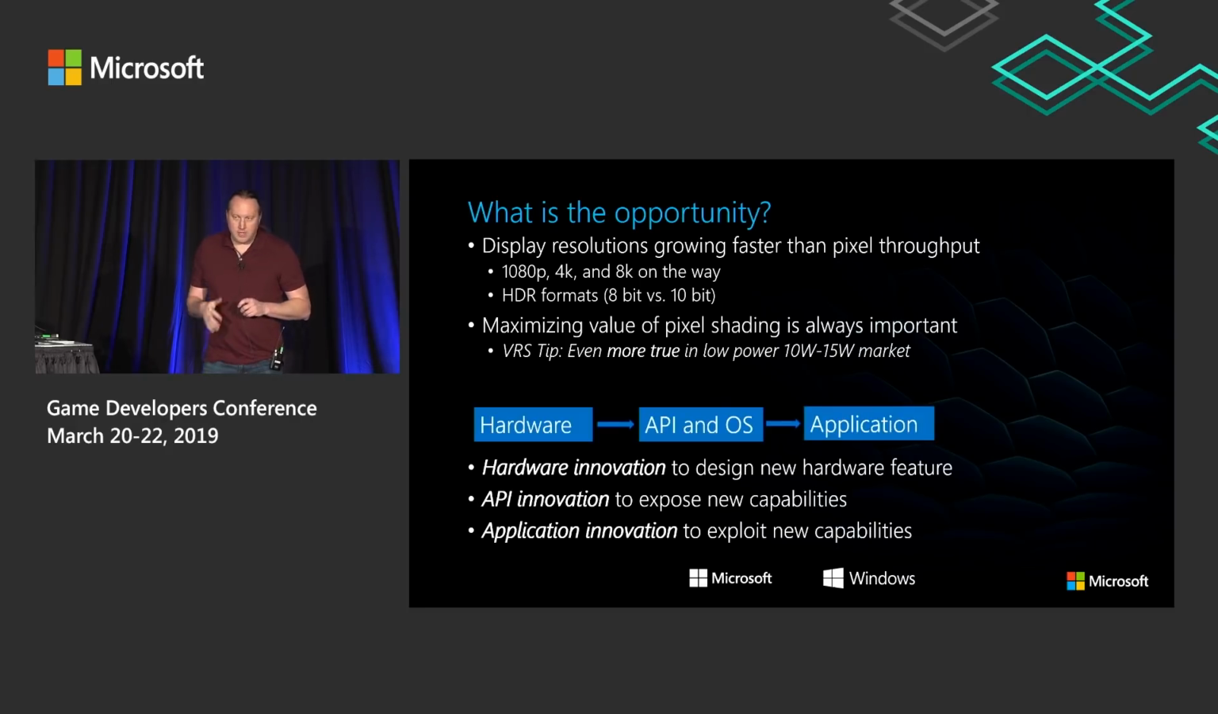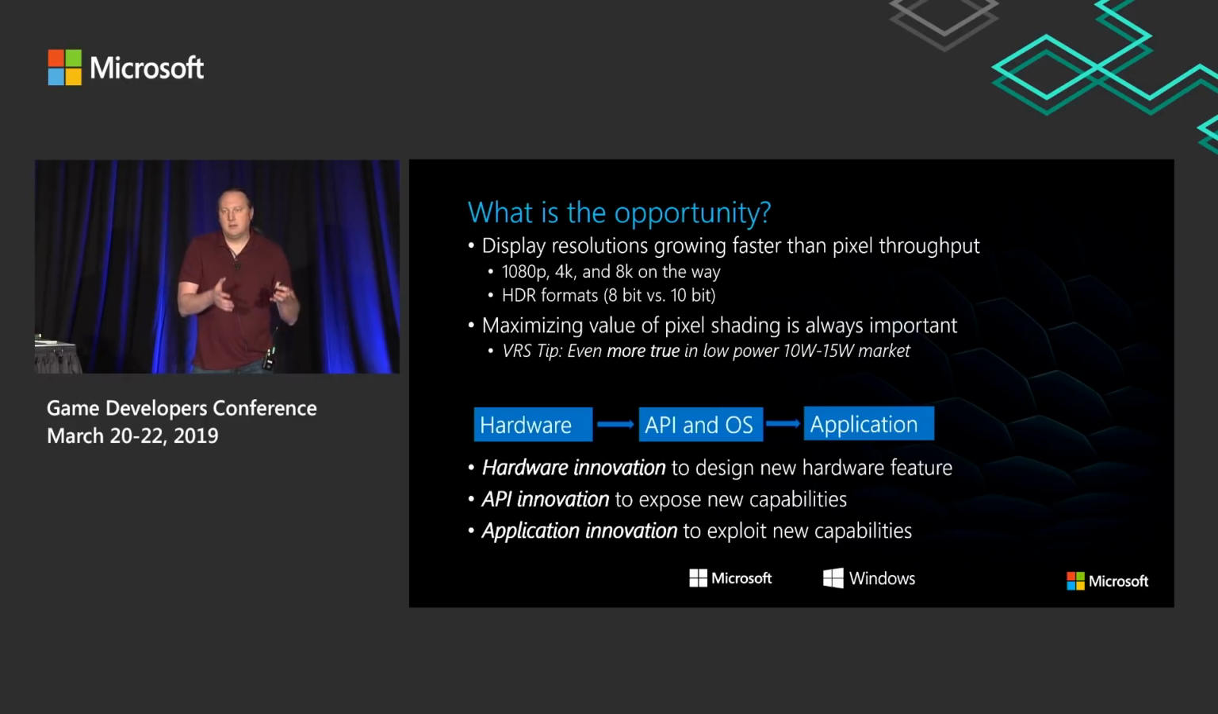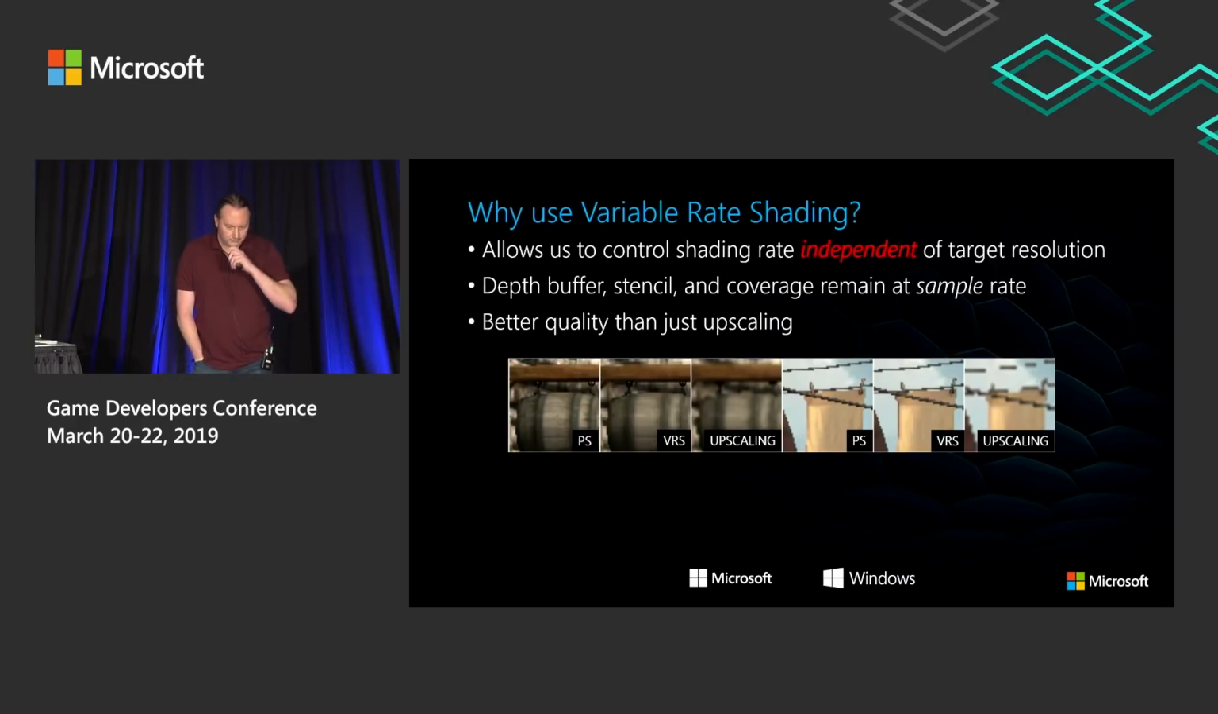So in order to get this into the ecosystem, it really takes the entire pipeline working together collaboratively. So we have Intel investing in the hardware support, Microsoft working on API innovation and the operating system, and the application developers taking advantage of this feature. So we kind of have this cycle of feedback between us to explore the best uses of variable rate shading and to be able to take advantage of what we've invested in the hardware. So why do you want to use variable rate shading to solve this problem, the scaling problem?